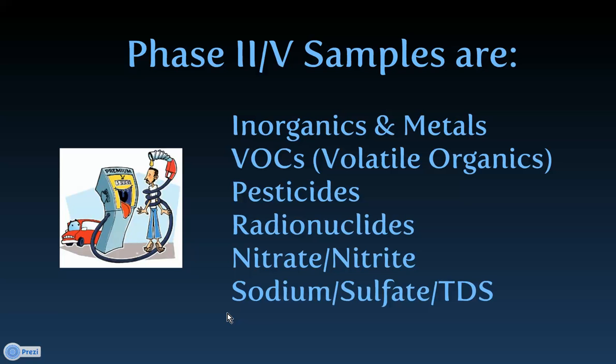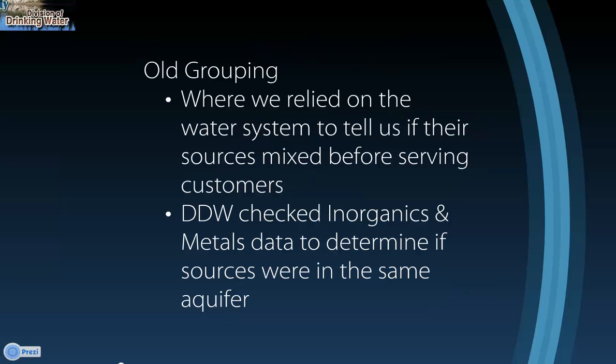So these are your Phase 2, Phase 5 samples, and what we did starting in 1993 clear up until 2010 is we would allow water systems to tell us if their sources were mixing before serving any customers. And if this was the case, then we would make all of these Phase 2, Phase 5 samples, instead of being required at each individual source, we said, okay, you can just take them at the entry point to the distribution system, because in the rule it says that you can do that. And then we set up a way to group those samples so that you're only taking one nitrate sample for all of the sources that are mixing, or one VOC sample, and so on and so forth.